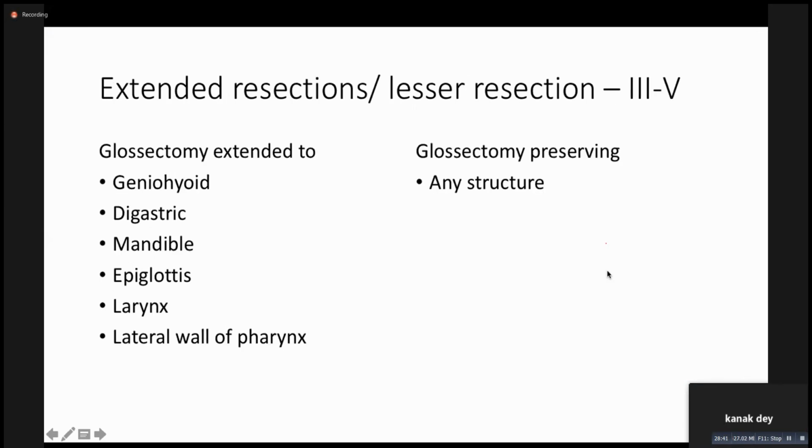They also explained extended resection or lesser resection in types 3 to 5. If you are removing anything extra beyond the tongue's intrinsic or extrinsic muscles, such as the digastric muscle or mandible, then you mention it along with the glossectomy. So type 4 glossectomy extended to digastric, mandible, epiglottis, larynx, and so on. Similarly, if you have preserved some structure, suppose the anterior tip of the tongue, but otherwise done a compartmental resection, then you may say compartmental hemiglossectomy preserving the tip of the tongue.